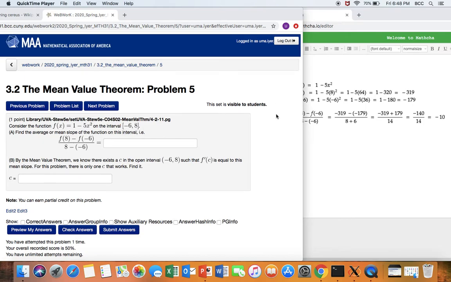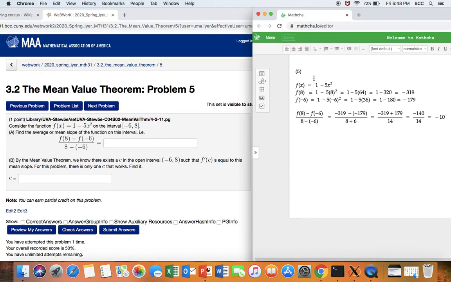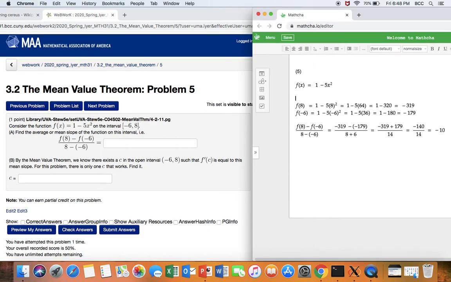So to find the slope, you need to find the points corresponding to this. What are the points? (−6, f(−6)) is one point, and (8, f(8)). The average slope or mean slope means (y2 − y1)/(x2 − x1). That's the formula they're asking for.